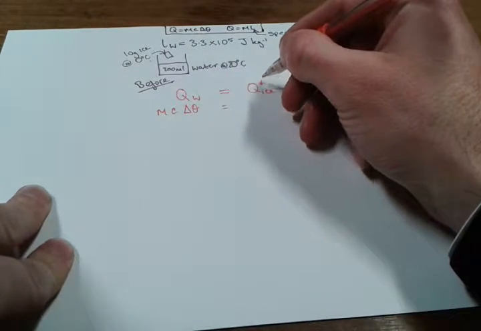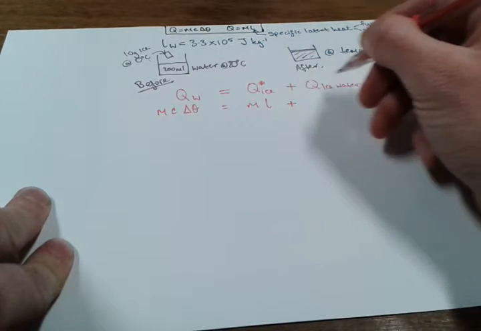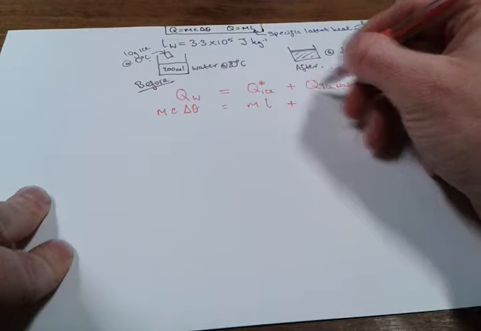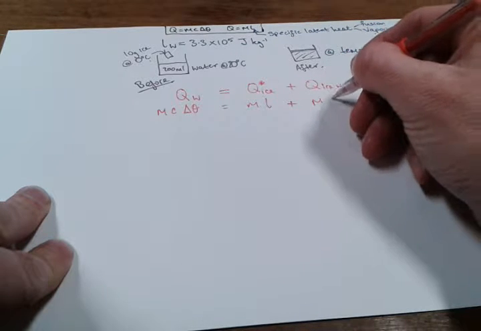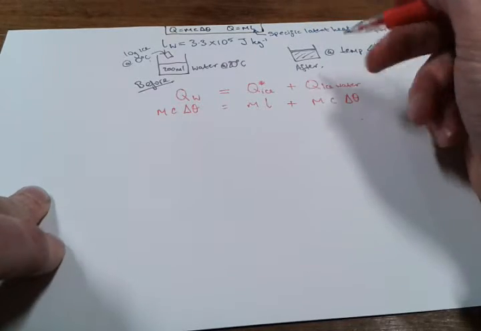This is a state change, so we have to do that as ML. We put in subscripts on that too. And this is the Q. This is a normal Q. Again, this is MC delta theta. This is for the liquid water that's left after the ice cube melts.